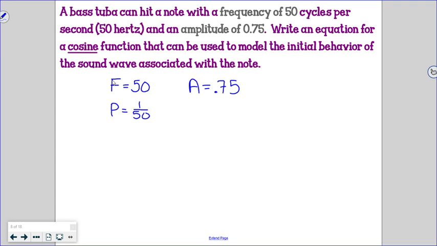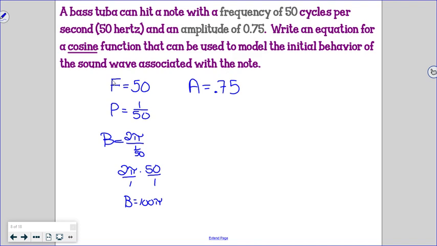And again, I would do that because I think we're comfortable with moving from period to B. 2 pi divided by the period, which would be 2 pi times 50 over 1. Multiply straight across the top, straight across the bottom, and we get that B equals 100 pi. You could also remember that to move from frequency to B, it's just frequency times 2 pi, which is also true. Gets us to that 100 pi.